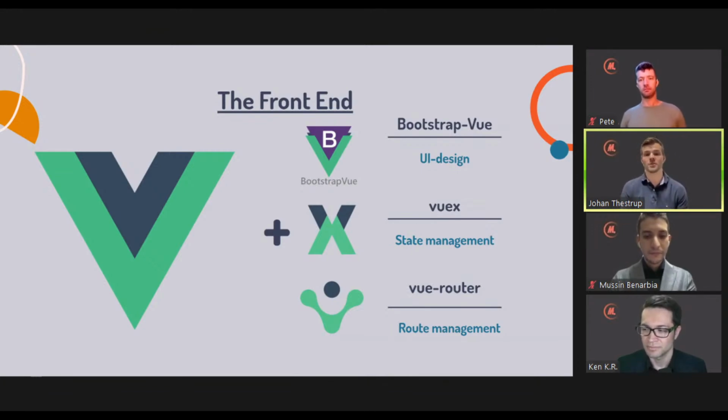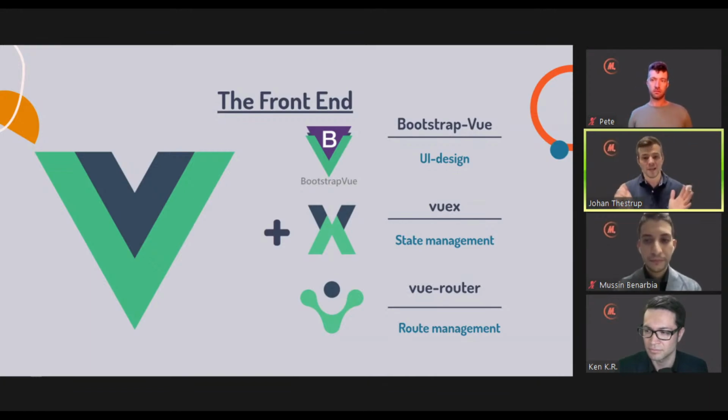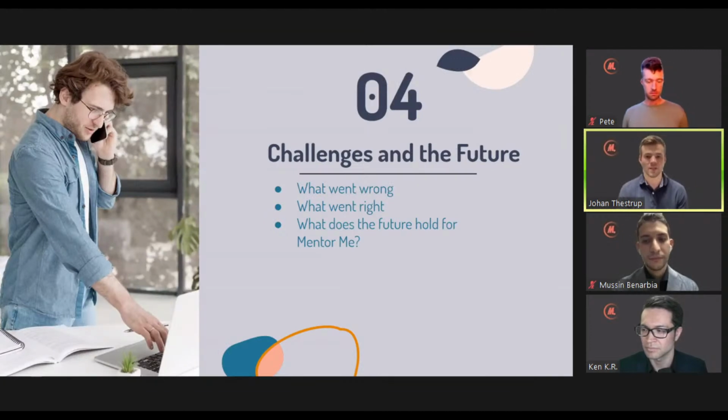We also chose to use Vuex to manage the state of our app. This decision allowed us to write shorter and simpler code by allowing us to reference the store from any component in our app. Lastly, for the front end, we used Vue-router. Vue-router connects the web browser's URL to our Vue components so that we render whatever components are associated with the given URL. And for the last part of our presentation, we want to share with you the challenges we faced, and also share the exciting future of MentorMe.